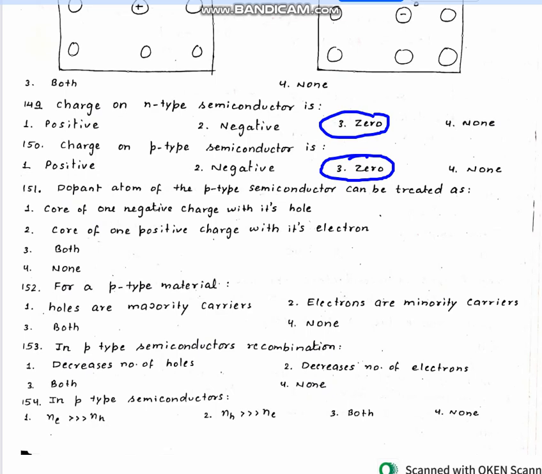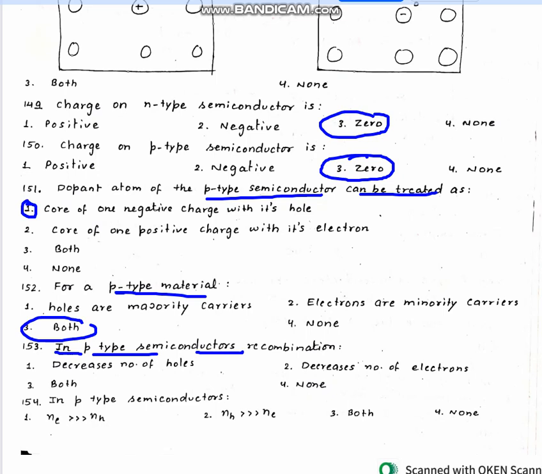Next is dopant atom of the p-type semiconductors can be treated as, so they can be treated as a core of negative charge with its hole as depicted in the diagram over there. So first is correct. Next is for a p-type material, holes are majority carriers, electrons are minority carriers, both are correct. Third will be correct over here.